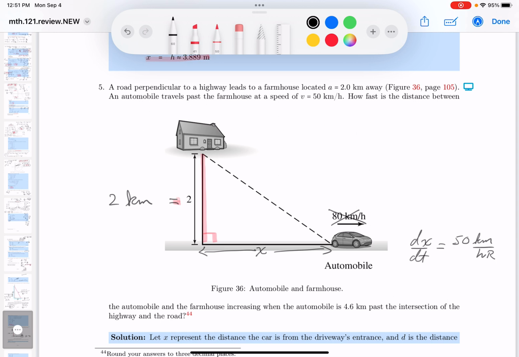All right. How fast is the distance between the automobile and the farmhouse increasing when the automobile, let's put this down, I'll call this D. So their question is, what's dD/dt? And then they got this "when" part. When the automobile, that means when x is, look at my picture, 4.6 kilometers.